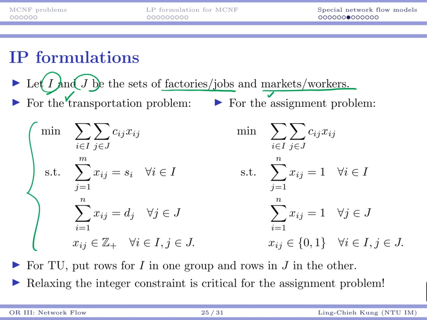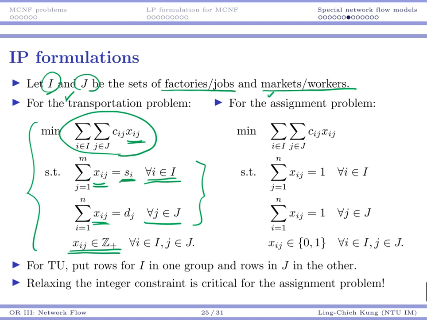Given our decision variables xij, in the transportation problem, we may set them to be integers. Given the transportation quantities, this is our total cost. And for each node I, where node I means a factory, the total shipping quantity out from that node I should be the total supply quantity. For each market J, the total amount shipped in should be equal to the demand quantity.